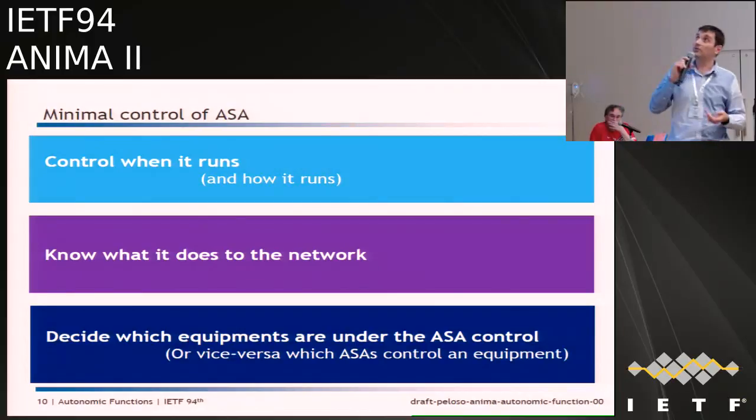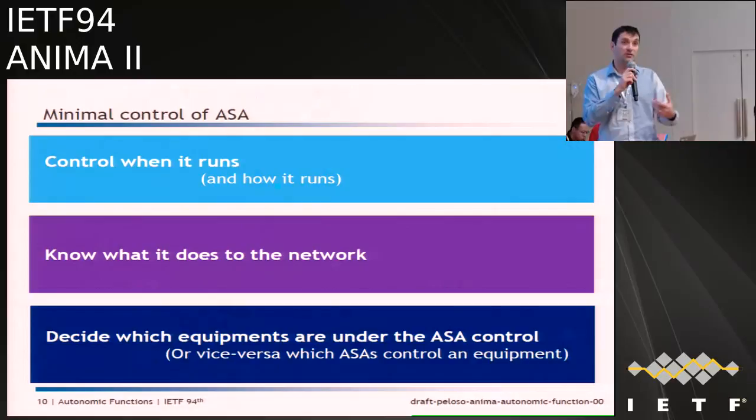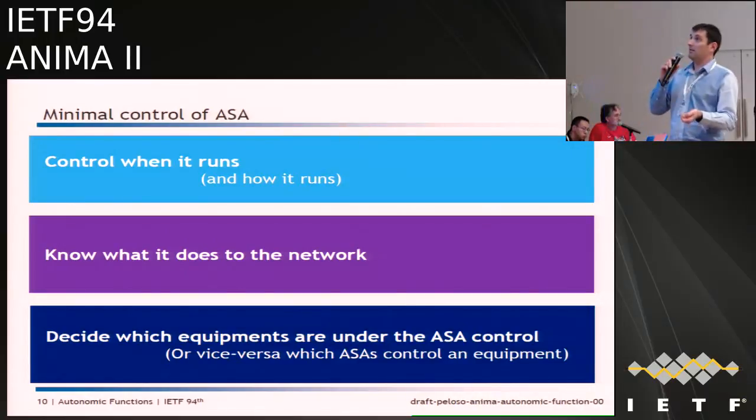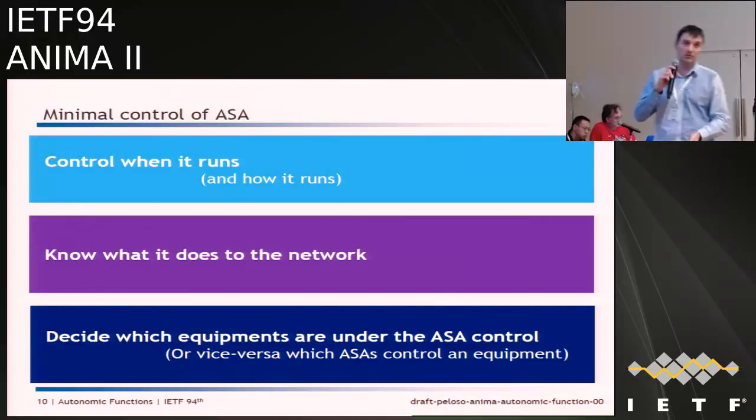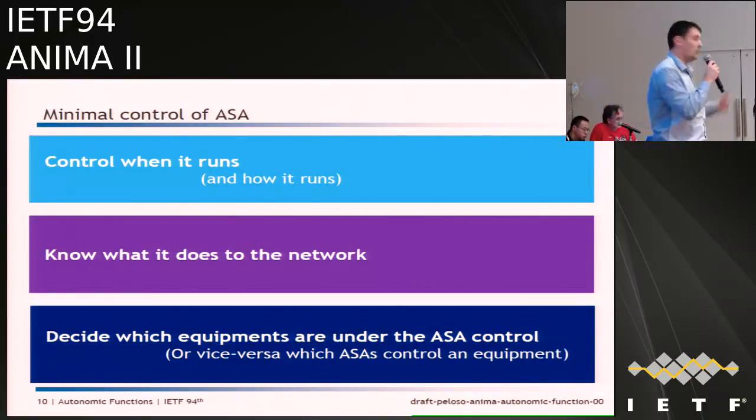The first thing is to control when an ASA runs. If I want to unplug it, I need to have this capability. Second, to know what the ASA is doing to the network. If you want to have any trust in it, you need to know that the ASA is modifying the link metric of your routers, for example. Third, decide which equipments are under the ASA control, or we can say it vice versa. On a given equipment, do I want to have load balancing, or do I want to have load balancing and energy efficiency, or whatever? Which are the autonomic functions I want to control this equipment?